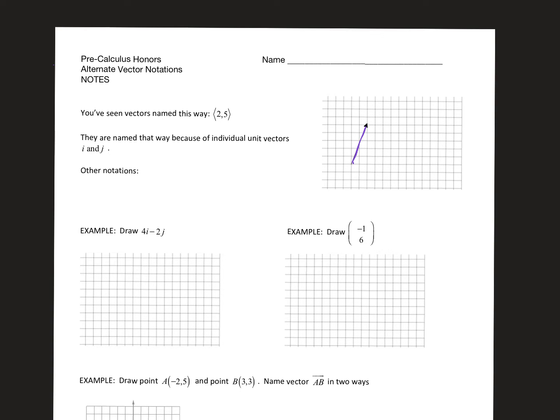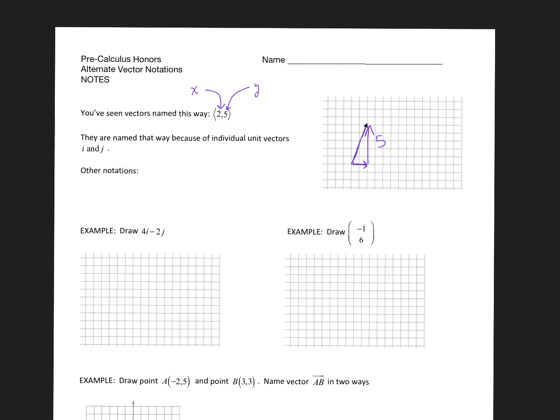This is one way to name it. Notice it's not an ordered pair. It's got these types of notations. I don't even know what those are called, but it indicates it's a vector and not an ordered pair. It also indicates that it's going 2 in the x direction and 5 in the y direction. And you can see it right here: there's 2 units of change in the x direction, and 5 units of change in the y direction.